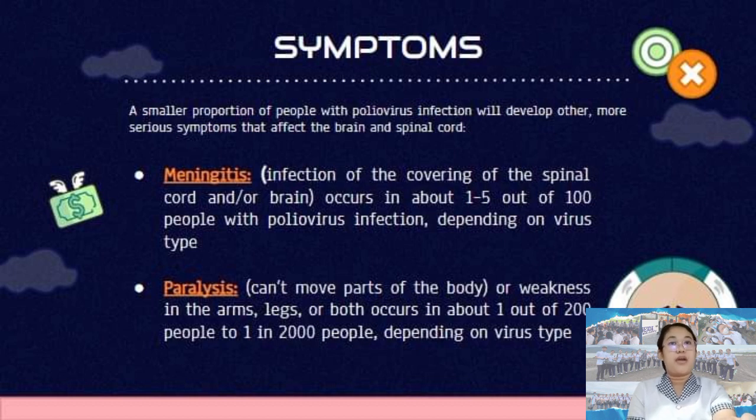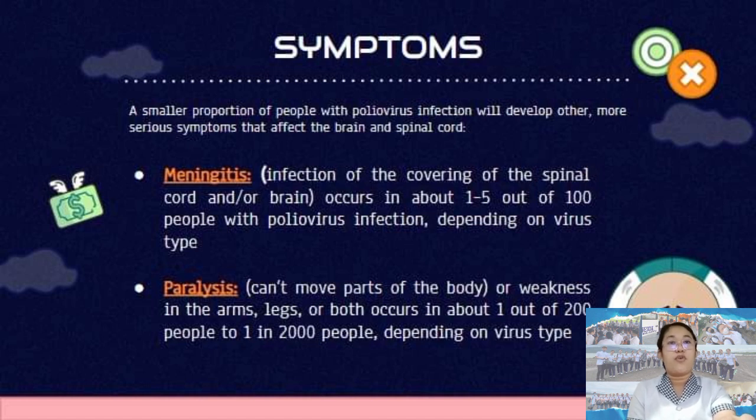And also paralysis, where you cannot move parts of your body, either your lower or upper extremities. You feel weakness in your arms, legs, or both. It occurs in about 1 out of 200 people to 1 in 2,000 people, depending also on the virus type. Paralysis is the most severe symptom associated with polio because it can lead to permanent disability and even death.